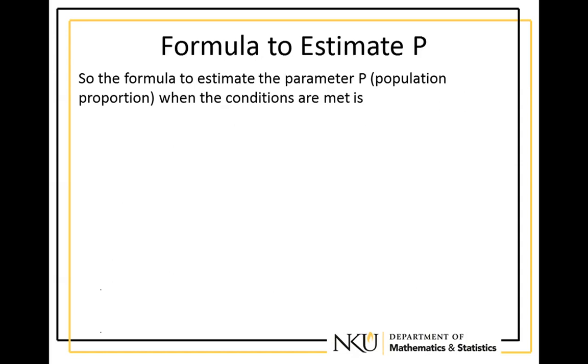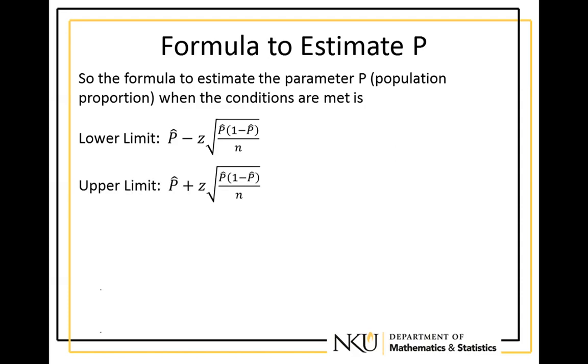So the formula to estimate the parameter P, the population proportion, when the conditions are met, so you want to make sure that it's valid to do this, would be, for the lower limit, p hat minus z times the square root of p hat times 1 minus p hat divided by n. The upper limit really is the same thing, just with a plus. So you're adding p hat plus z times the square root of p hat times 1 minus p hat divided by n.